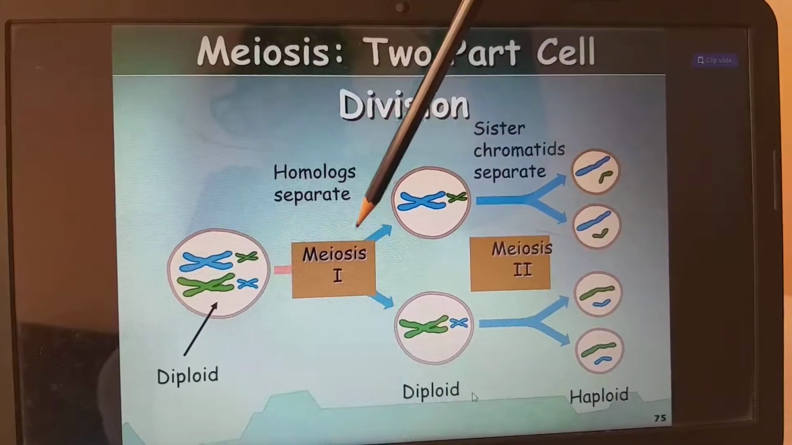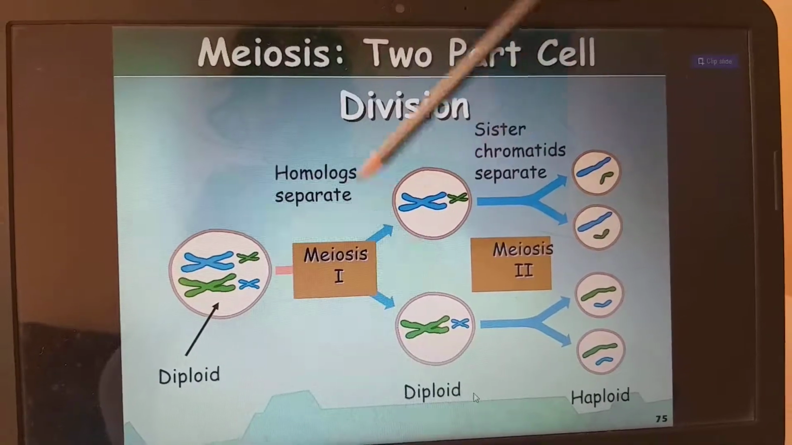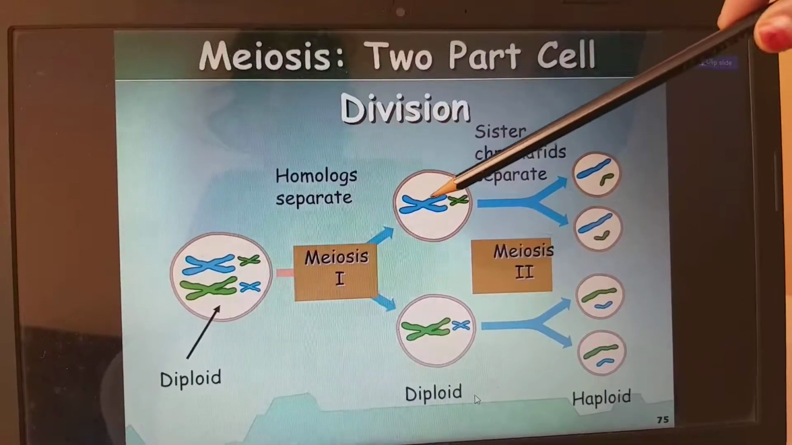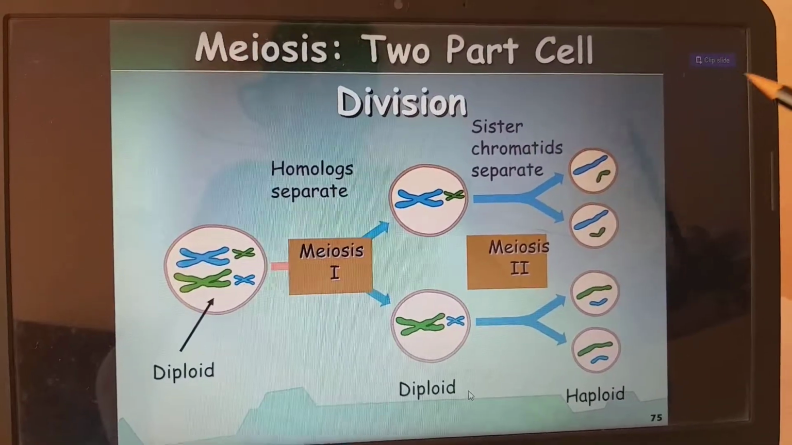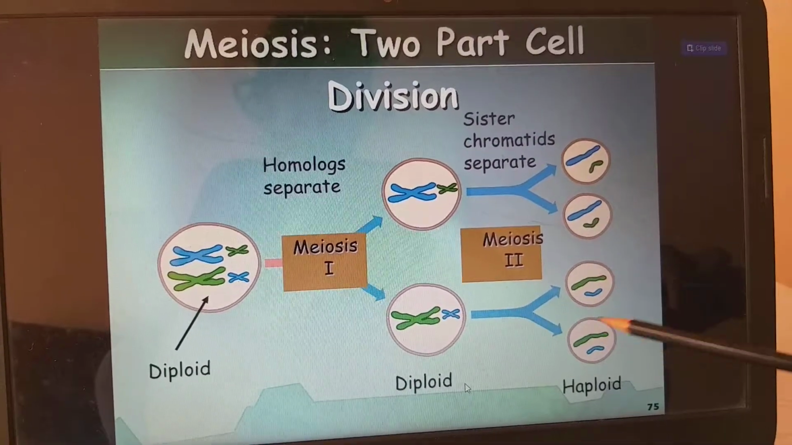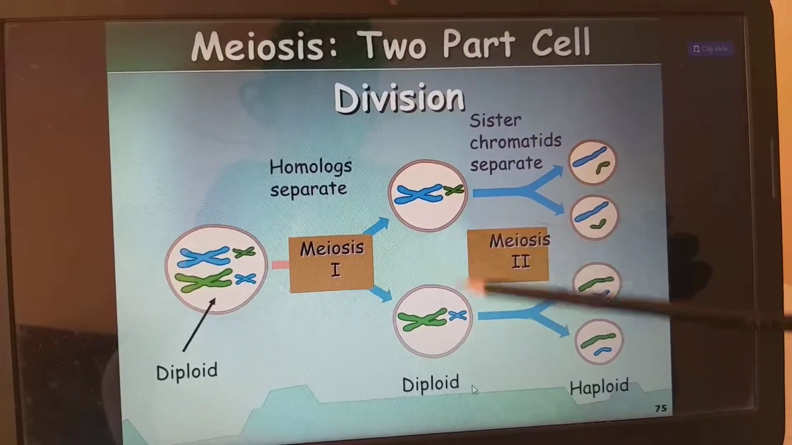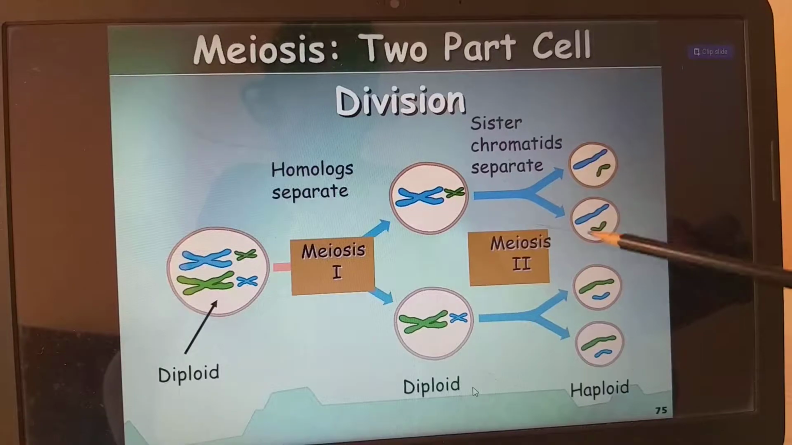Initially, in meiosis 1 itself, the cell will undergo reduction in the chromosomal number. For example, it starts with 46. In the first meiosis, we get 23 and 23. Next, the second meiosis will be very similar to mitosis, with the same set of chromosomes there. So these are all haploid. These are also haploid cells. This is haploid and this is haploid, and these are also haploid.